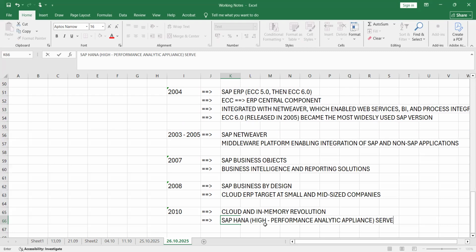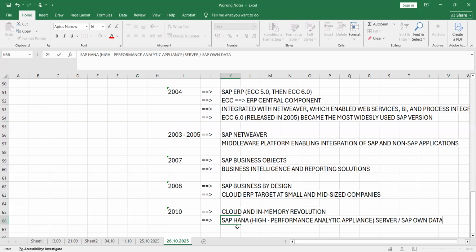Means till here SAP were dependent on third-party servers, right? SAP has developed its own server in the year 2010. Means they have started design, not completed in 2010. They have started development of their own server. This is SAP's own server. Till here, own database server.